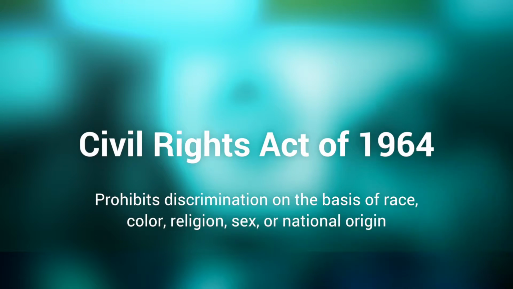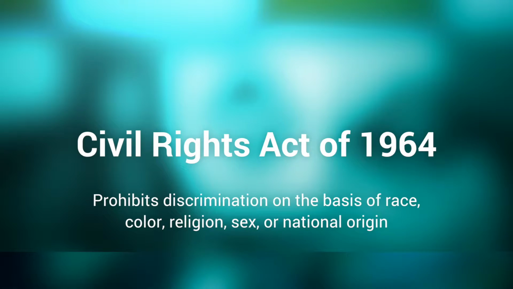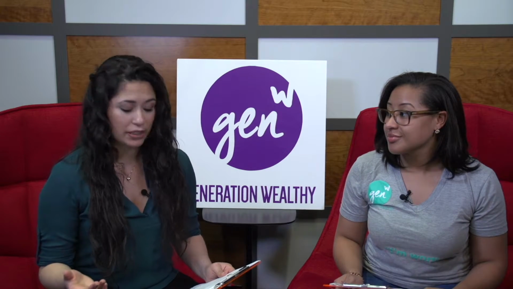Title VII, or the Civil Rights Act of 1964, prohibits discrimination on the basis of race, color, religion, sex, or national origin. An example of violating this law would be if you were denied a promotion because of your religious beliefs, or not being hired at all because of how you look.